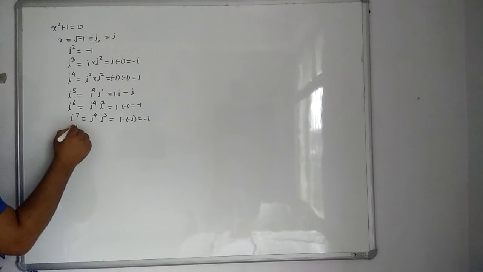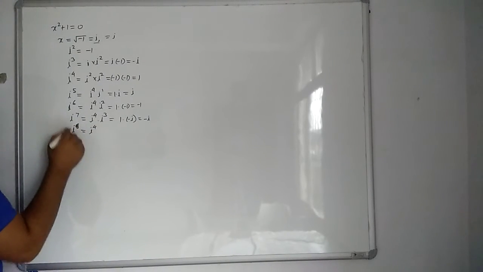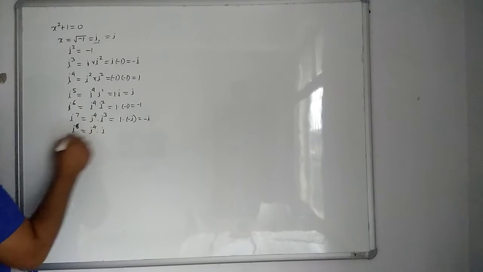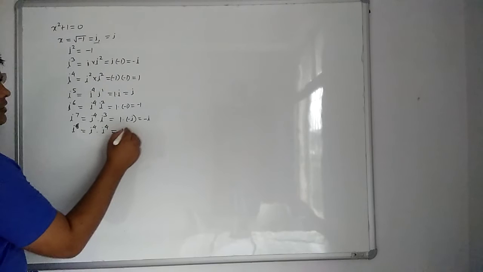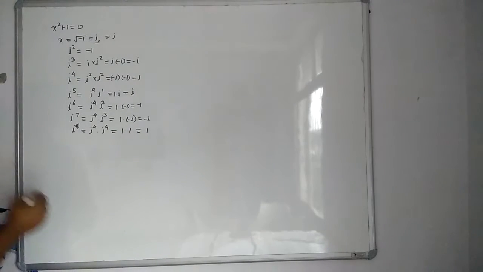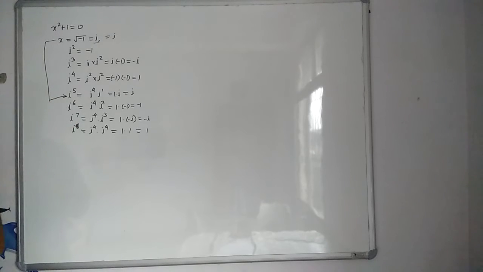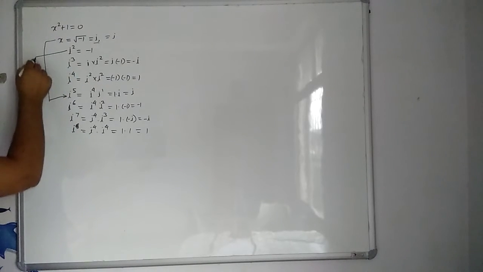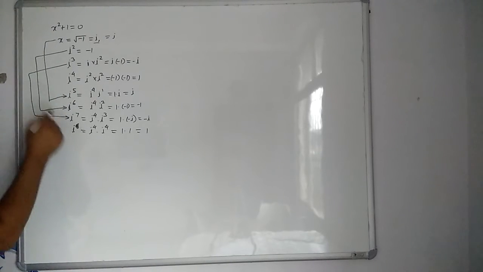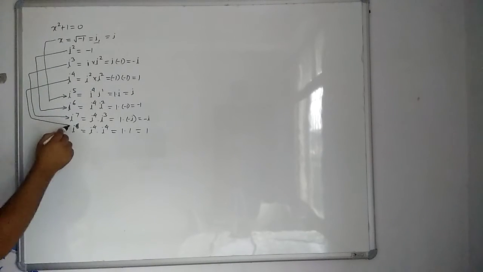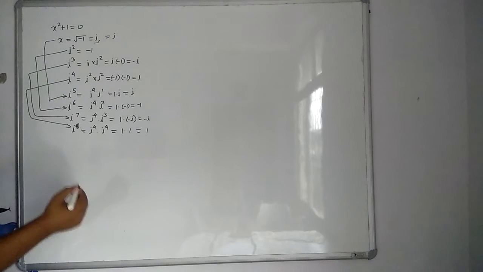Now iota raised to the power 8, sorry. Iota raised to the power 8 can be written as iota raised to the power 4 into iota raised to the power 4, and that gives you 1 into 1 equals 1. So what you can observe here is that iota raised to the power 1 has the same value as iota raised to the power 5. Iota square has the same value as iota raised to the power 6. Iota cube has the same value as iota raised to the power 7. Iota raised to the power 4 has the same value as iota raised to the power 8. And this will proceed on and on.